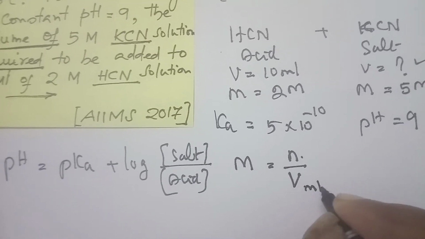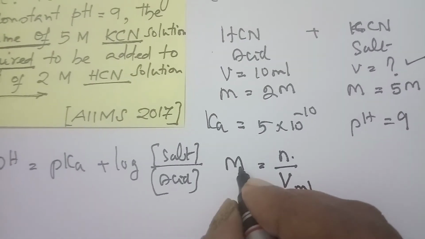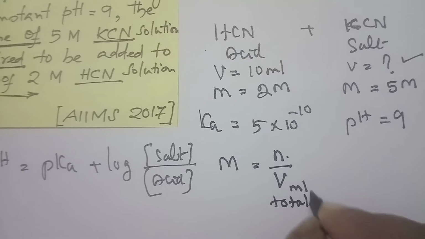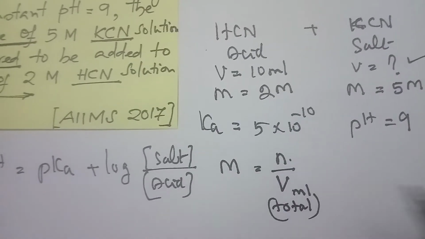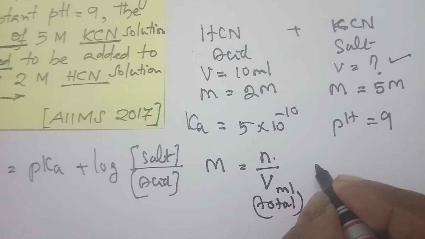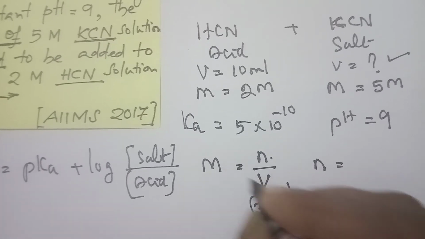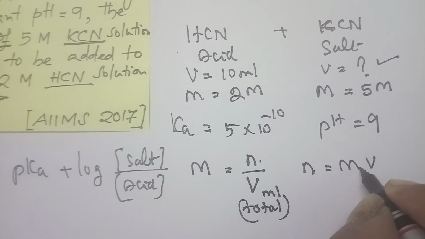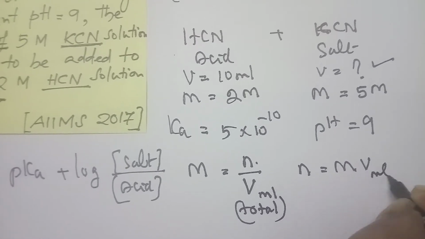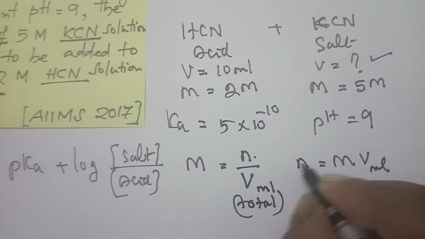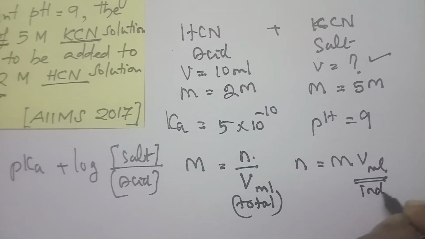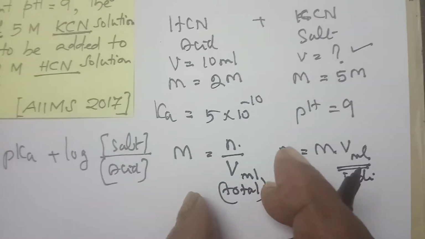So here let me take it as ml. To find out the molarity, the volume we take is the total volume. To calculate the number of moles, you bring it to the other side: N is equal to M into V, the molarity into the volume in ml. This is the number of moles dissolved in its own individual volume, and this is the total volume.